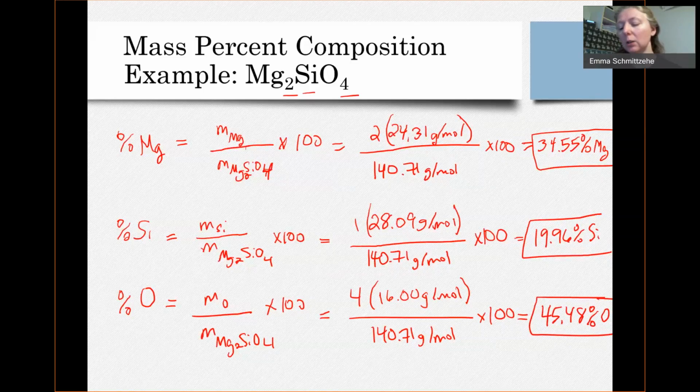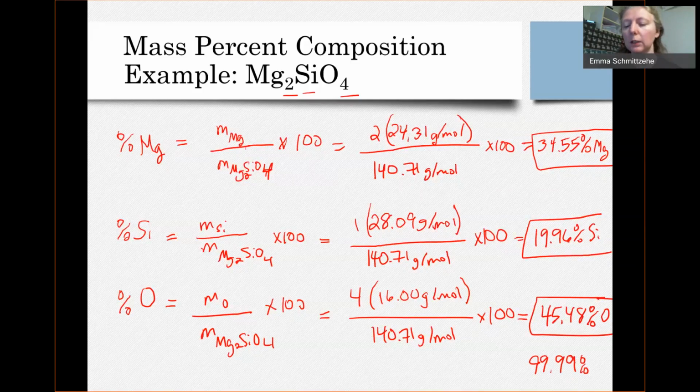Now, you can always check to make sure at least you didn't make any major errors. If you add these together, so I take 34.55 and I add 19.96 and I add 45.48, you really should get 100. Depending on how much rounding is done throughout, it can be a little off. So when I add these together, I get 99.99%. And so it's close enough, okay?